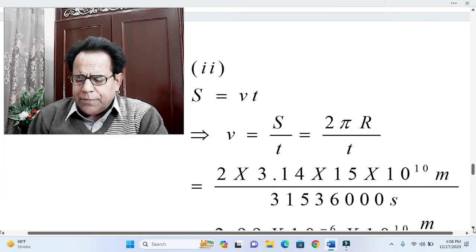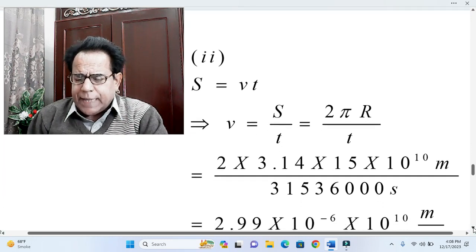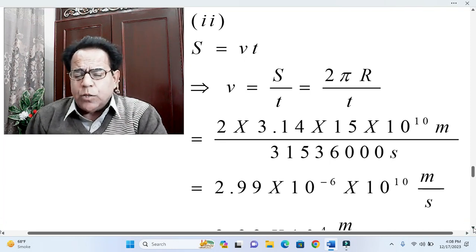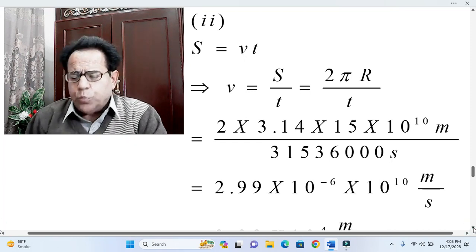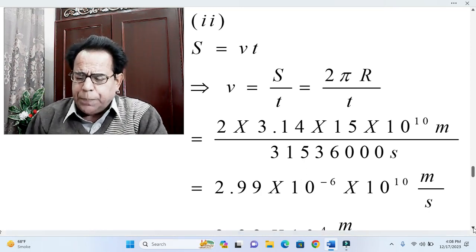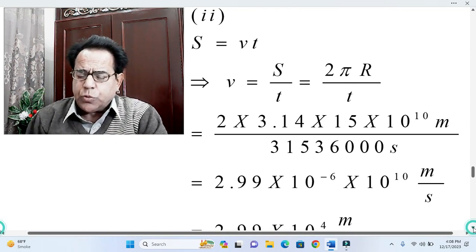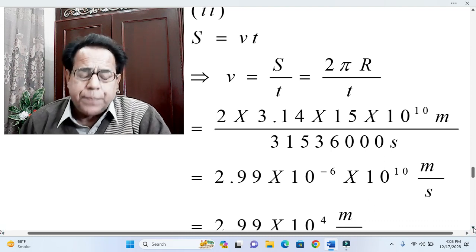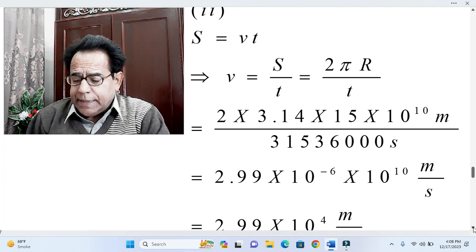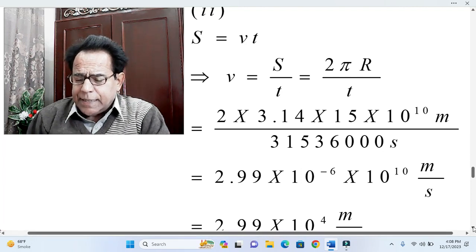First was about 1 day and second is about 365 days, 1 year. So S equal to VT, V equal to S over T equal to 2 pi R over T, and then pi 22 by 7 is equal to 3.14, and we know that pi is a very special number. Its decimal representation is non-terminating and non-repeating. It goes endlessly.